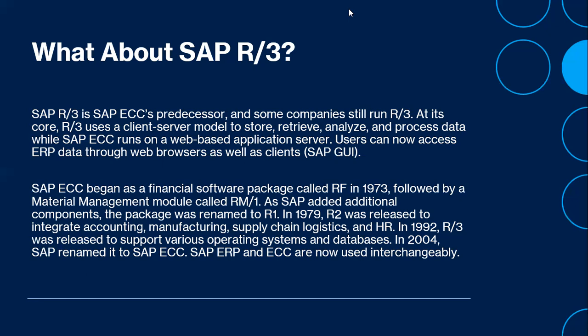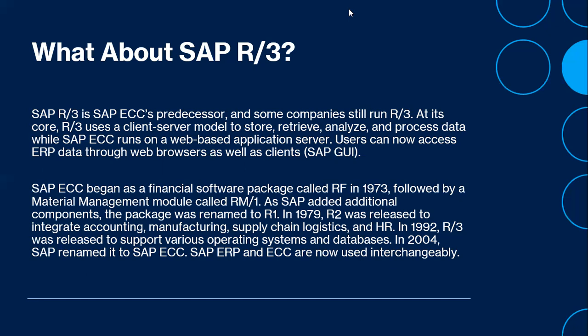So you can see that it started from a finance package and moved into the MM module. The name was changed to R1. In 1979, R2 was released to integrate accounting, manufacturing, and supply chain logistics and HR. So it started with finance, it moved into the MM module.